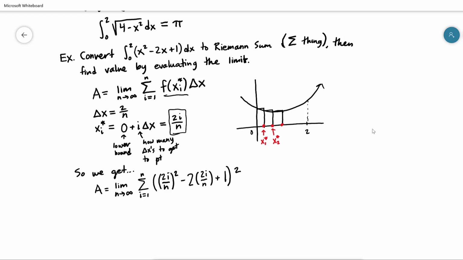So here's where I get an extra factor of 2 over n. Let's just color code these things. This is the same as this piece. It's my delta x. And this whole thing is the same as this whole thing. I'm just evaluating the function, plugging that in for what the x sub i star is. So all I've done is fill out our generic limit up here with the specific values for this particular function. Okay, so our goal is to somehow evaluate this.